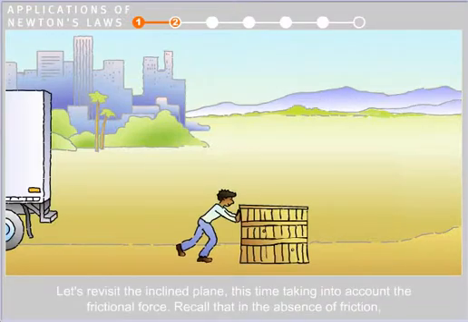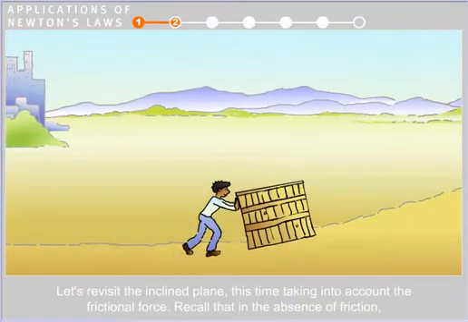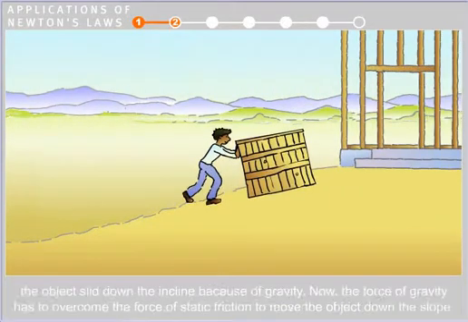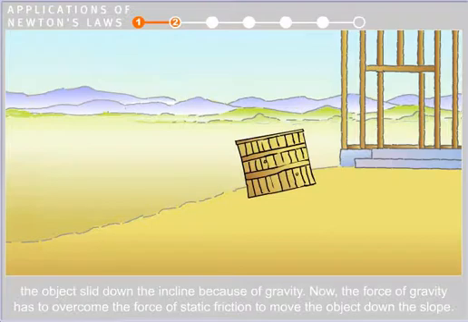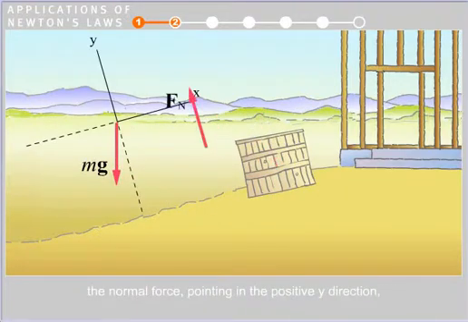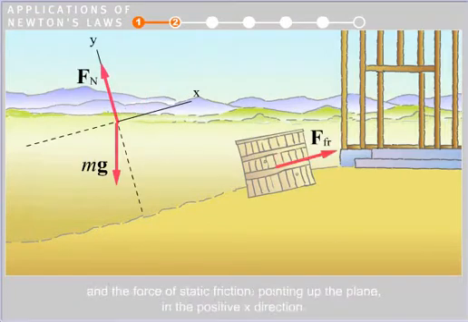Let's revisit the inclined plane, this time taking into account the frictional force. Recall that in the absence of friction, the object slid down the incline because of gravity. Now the force of gravity has to overcome the force of static friction to move the object down the slope. The forces acting on the stationary crate are gravity, pointing downward, the normal force, pointing in the positive y direction, and the force of static friction pointing up the plane, positive x direction.